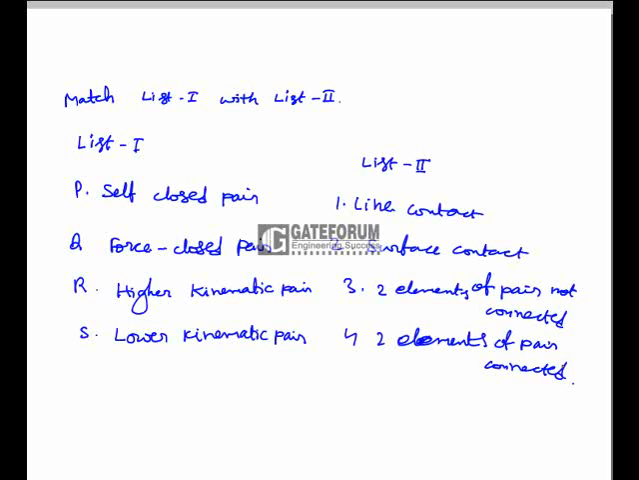Match list 1 with list 2. Here list 1 consists of different types of pairs like self-closed pair, force-closed pair, higher kinematic pair, lower kinematic pair. And here list 2 consists of the nature of the pair: line contact or surface contact, two elements of pair not connected, two elements of pair connected.